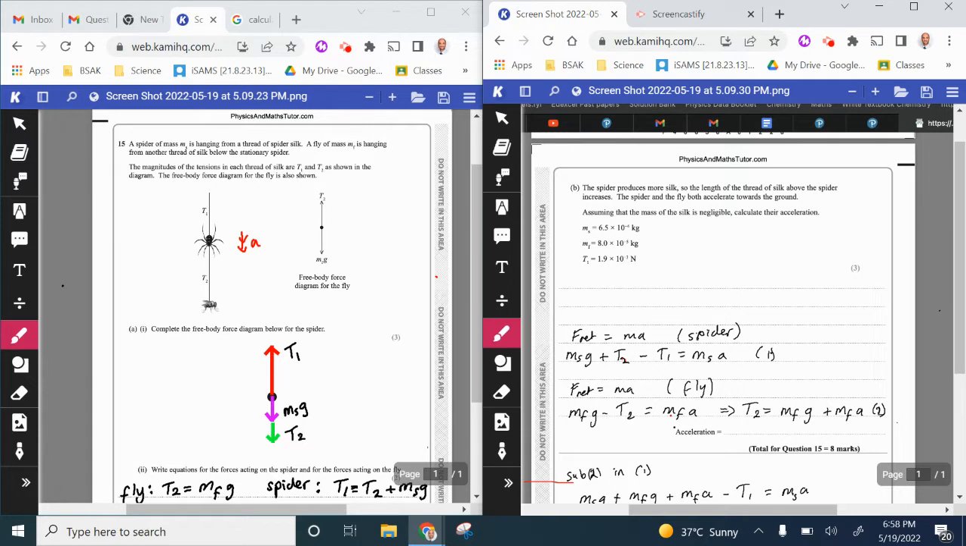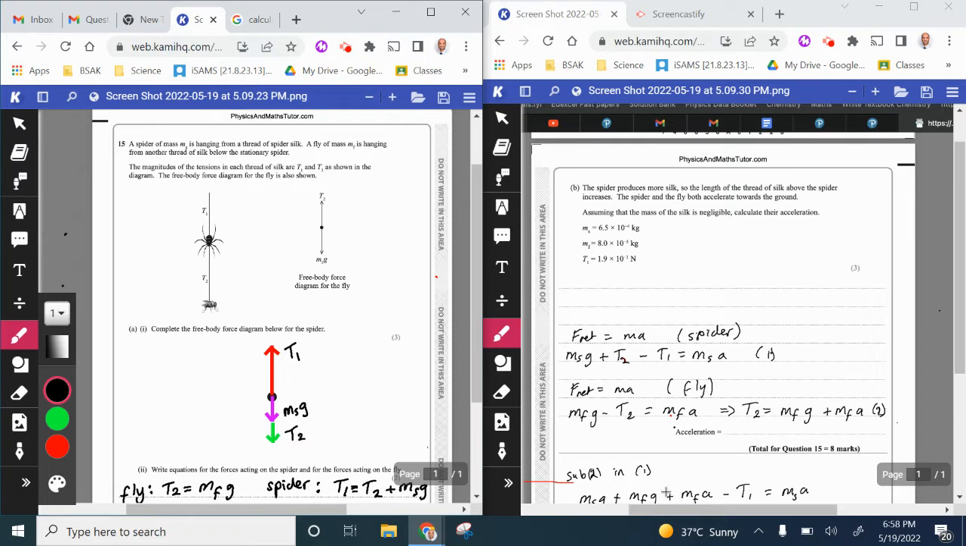So let's have a look here. Now, let me just rub this out. That is for later. So the key idea is initially it's stationary. So that means that the net force on each, the spider and the fly, is equal to zero. Forces are equal and opposite for each object. Now, we can concentrate on each insect and the forces on them separately.